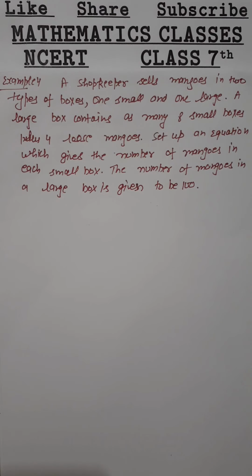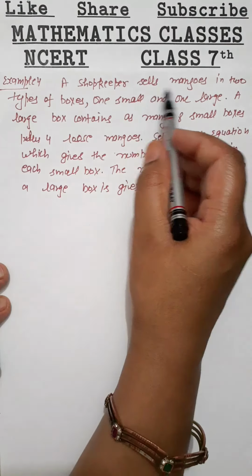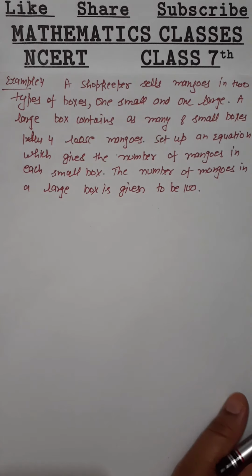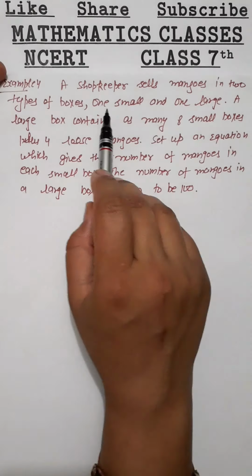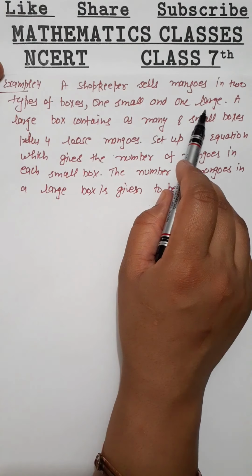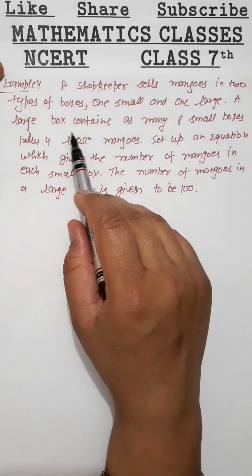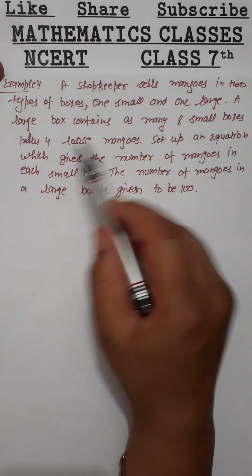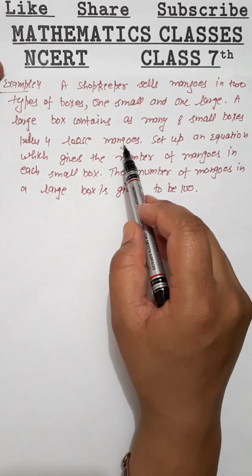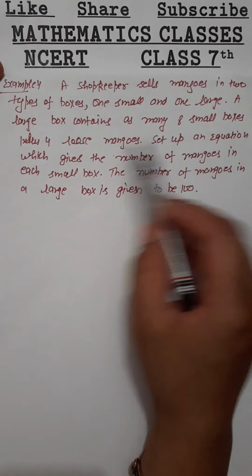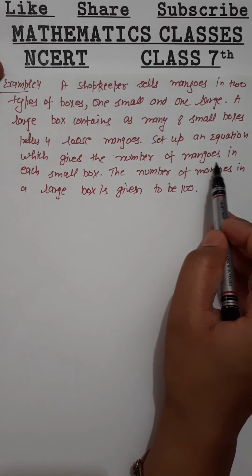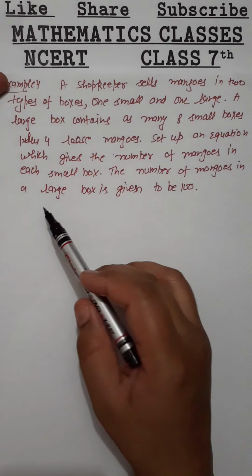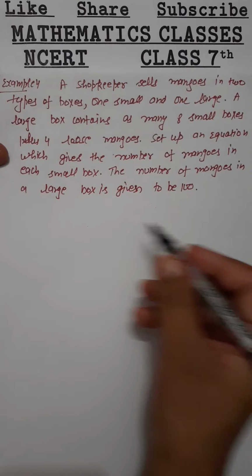Example 4, the last example of this exercise. A shopkeeper sells mangoes in 2 types of boxes. What types of boxes are these? One small and one large. A large box contains as many as 8 small boxes plus 4 loose mangoes. Set up an equation which gives the number of mangoes in each small box. The number of mangoes in the large box is given as 100.